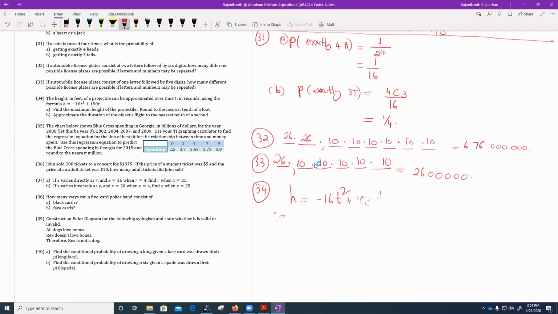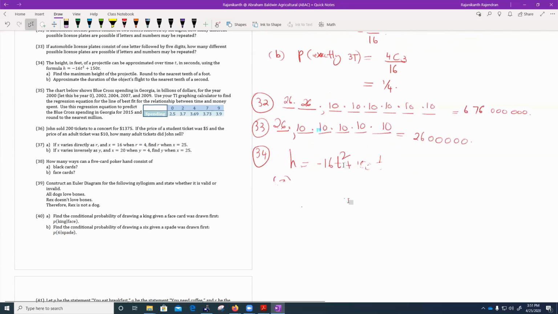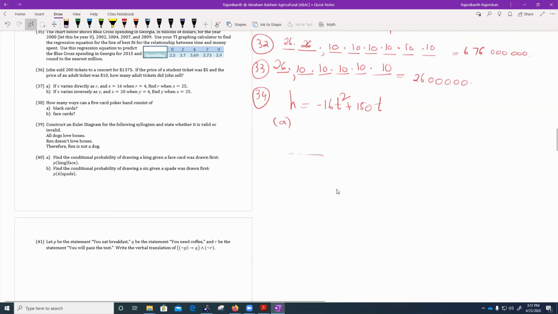Now the first one, part A, is: find the maximum height of the projectile. If you draw the picture of this, remember we did in the class, this is height and this is time. When t is 0, if you plug in t equals 0, your corresponding height is 0. That means your graph starts here, goes up and comes back down like that. Now the highest point is the maximum height your object will attain.